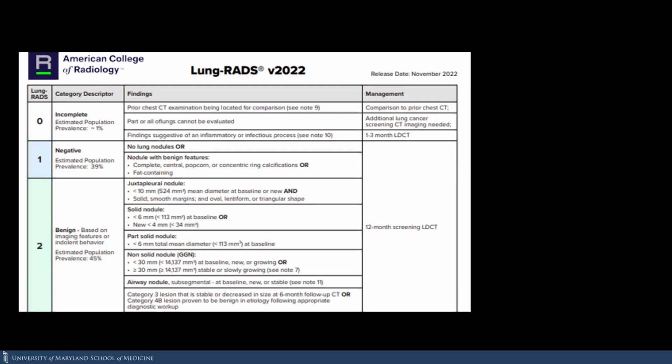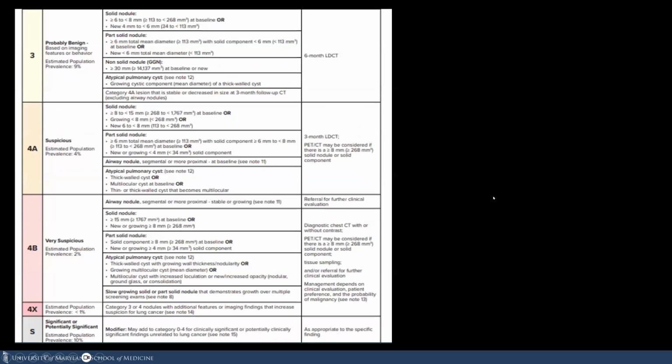And a Lung-RADS 2 is a benign CT finding. So these are nodules. You're looking at a solid nodule less than 6 millimeters, a part solid nodule less than 6 millimeters at baseline, or a ground glass nodule of 30 millimeters or less. So less than 30 millimeters ground glass nodules would be deemed benign. And we're going to talk about airway nodules separately. And juxtapleural nodules are actually 10 millimeters or less. So these are something that you can come back to when you're evaluating nodules in particular.